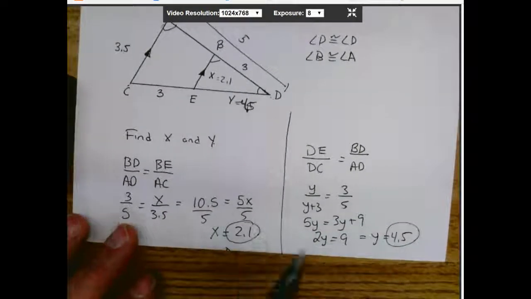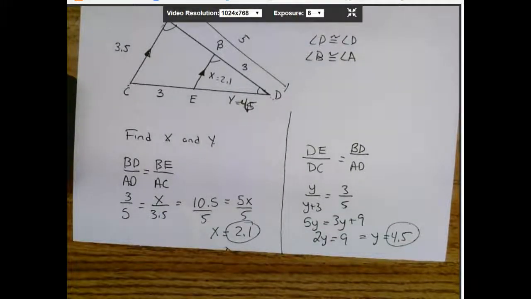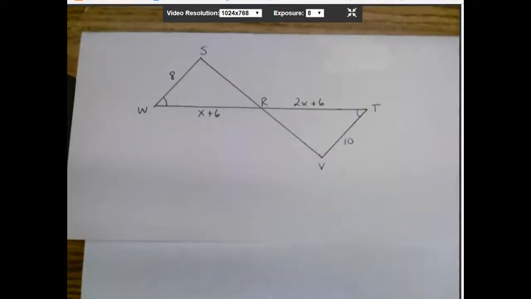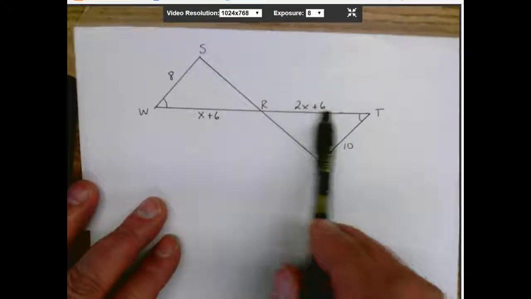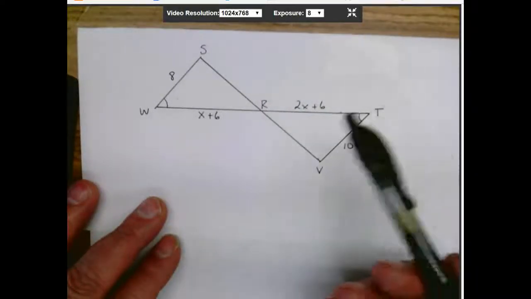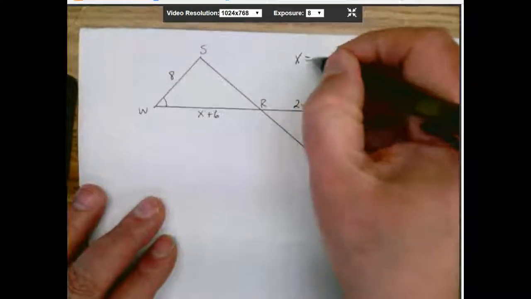So that's another example. I just want to show you one more, and then we'll be ready to stop the notes. So here's another example. We have these two triangles. We have to say, well, are they similar? If we determine they're similar, we can then compare the sides and ratios and figure out what we don't know. Because we can see this one has an x plus 6, this one has a 2x plus 6, and we could solve for x. So here it wants x equals what?